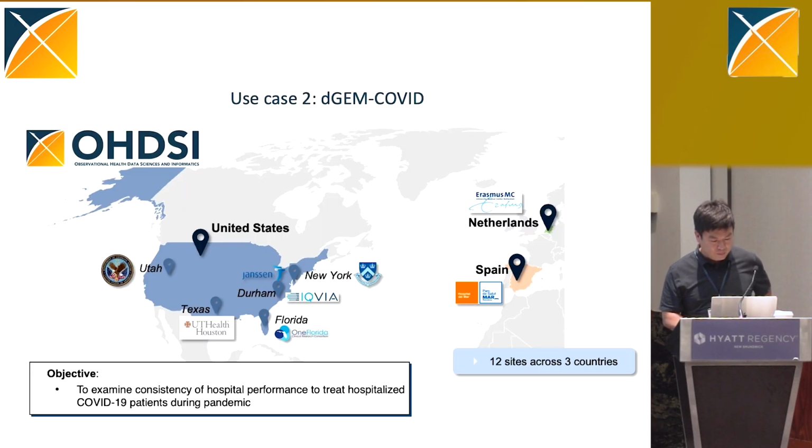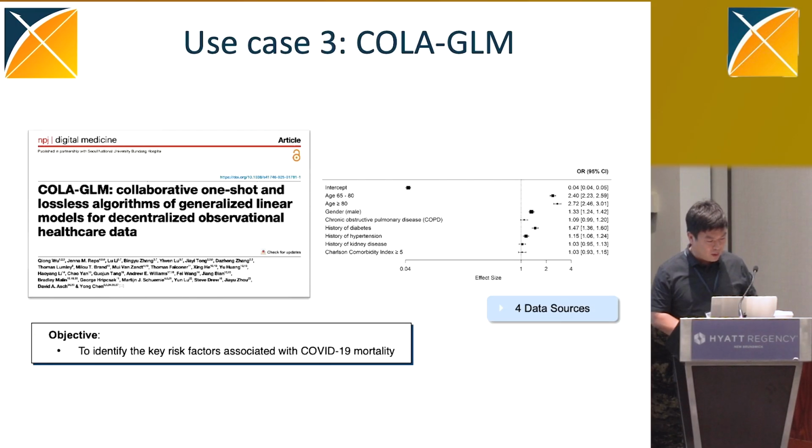Another study we did also used multiple countries' data to quantify the hospital quality outcome. This is another study we did, also called the DGEM study. Normally we need to develop a GitHub page to explain the research protocol and allow people to comment. And this is a more recently published paper in Nature Digital Medicine.